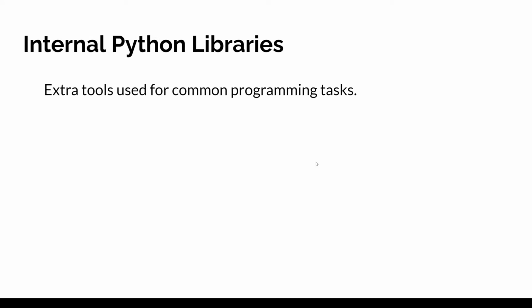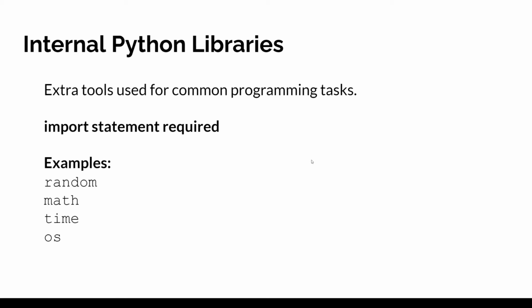Internal Python libraries are these extra tools that we use for very common programming tasks. So these are things that only require an import statement, and I'm going to show you what that is shortly with the random library. So some examples of internal Python libraries are random, for creating the sense of randomness in our programs, math, for doing some advanced math work, time, which lets us work with time in a very simple way. There's actually another library, I didn't put it on here, called datetime, which we're going to learn about, which allows us to do much more advanced work with what we call time objects. And then there's the OS library, which has to do with your operating system.